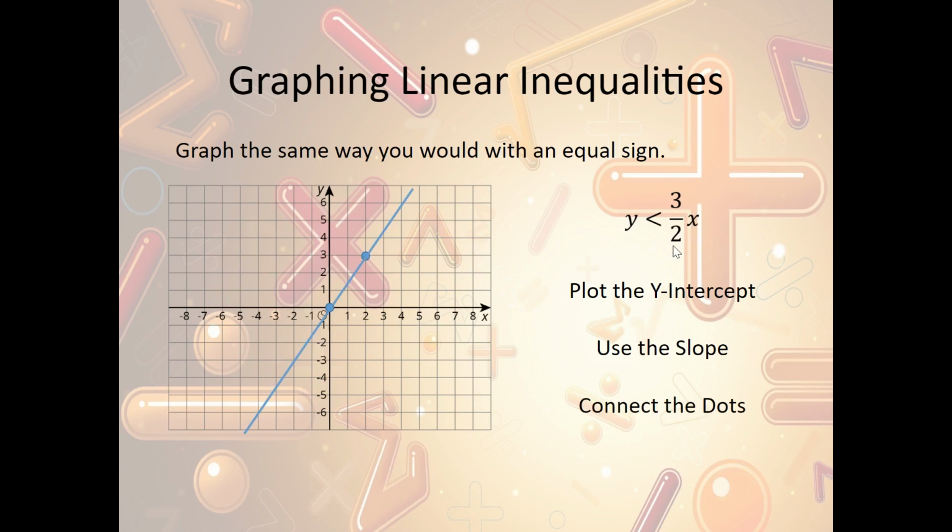But I need to check to make sure I have the correct line, which in this case, they didn't add anything extra, so I don't either, so it should be a dotted line. So there's my dotted line. Now I just need to shade it.